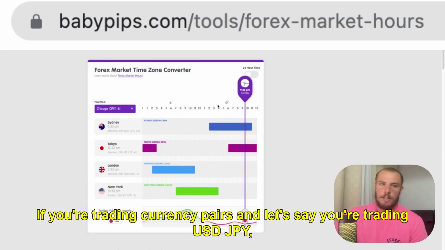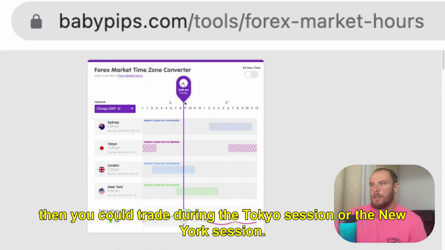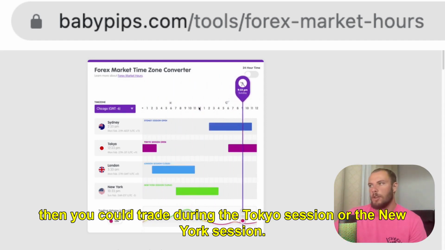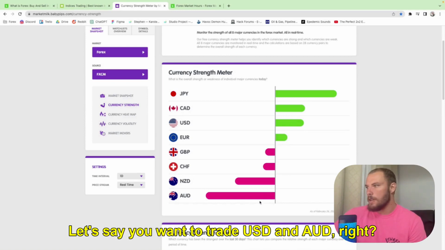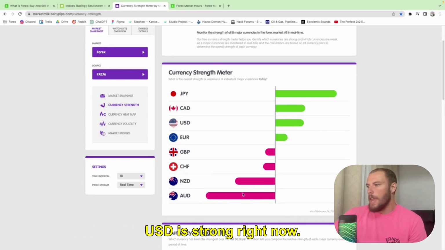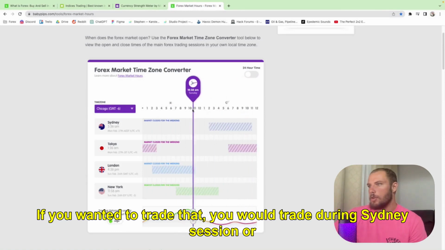If you're trading currency pairs, and let's say you're trading USD JPY, then you could trade during the Tokyo session or the New York session. Let's say you want to trade USD and AUD, right? USD is strong right now. AUD is weak. If you wanted to trade that, you would trade during Sydney session or New York session.